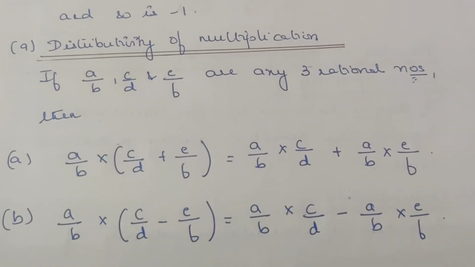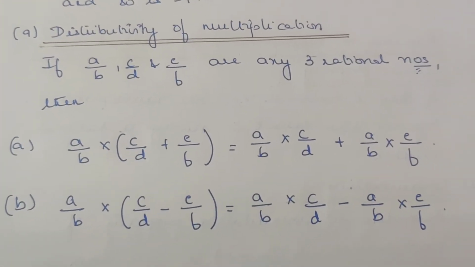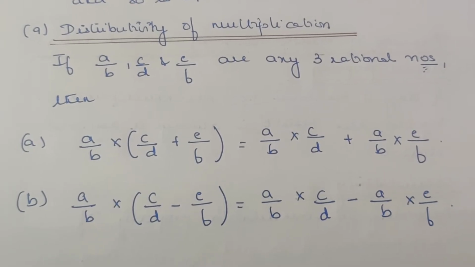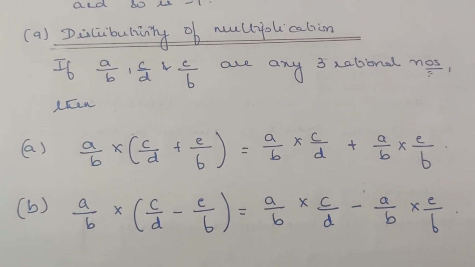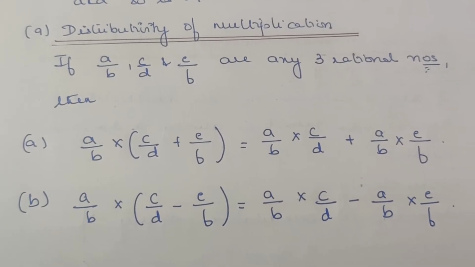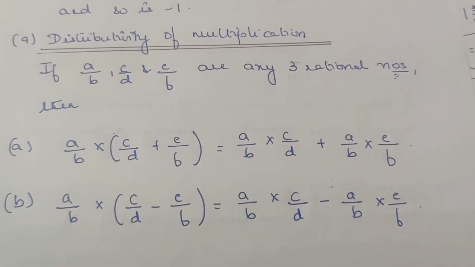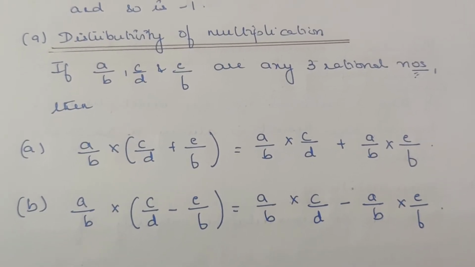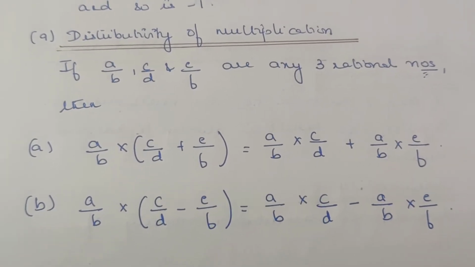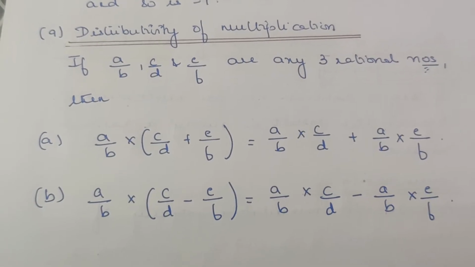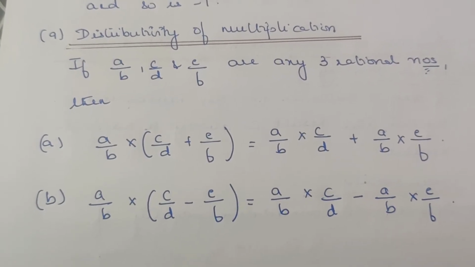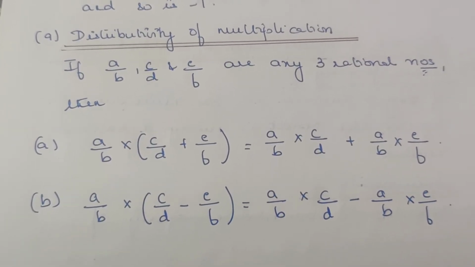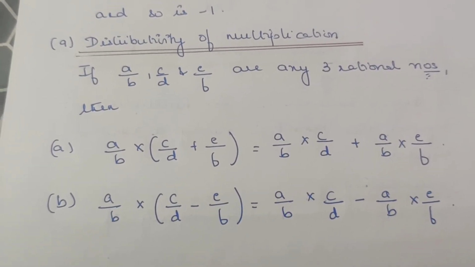Now you have distributivity of multiplication. If a by b, c by d and e by f are any three rational numbers, then a by b into c by d plus e by f is equal to a by b into c by d plus a by b into e by f. And the second one, it can also follow subtraction. a by b into c by d minus e by f is equal to a by b into c by d minus a by b into e by f. I'm just pausing for a few seconds. Hope this is clear.